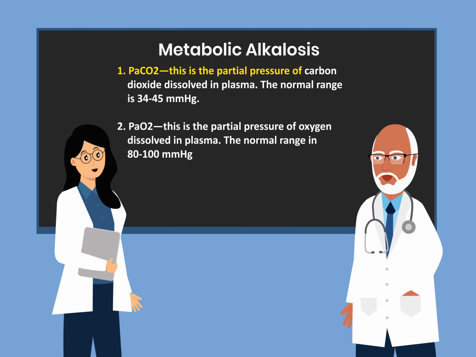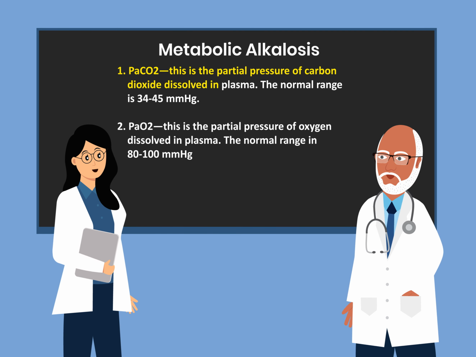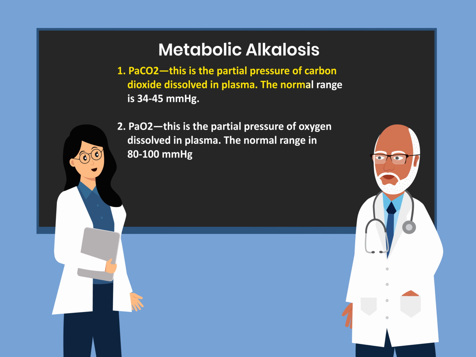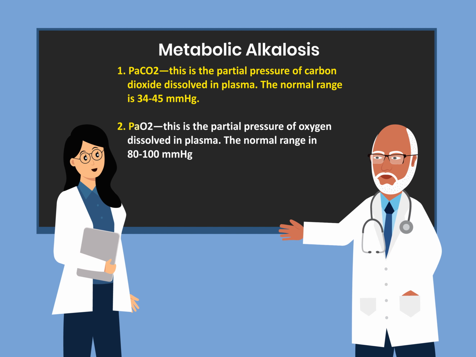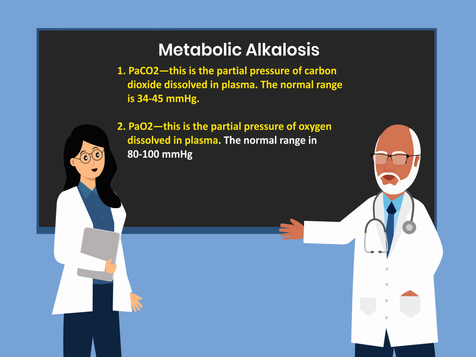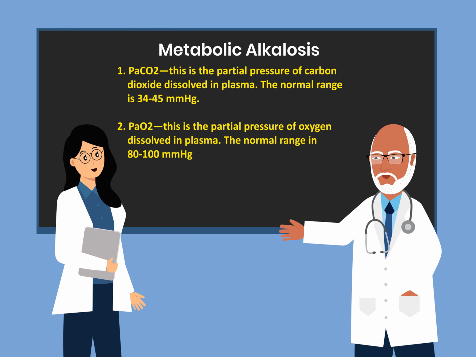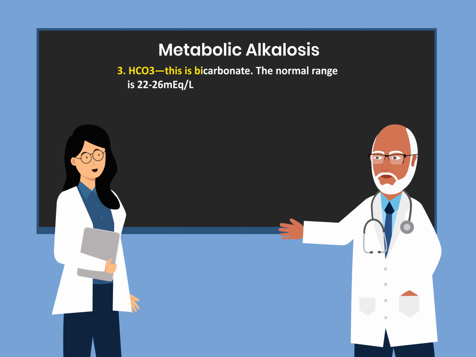PCO2. This is the partial pressure of carbon dioxide dissolved in plasma. The normal range is 34 to 45 millimeters of mercury. The PO2. This is the partial pressure of oxygen dissolved in plasma. The normal range is 80 to 100 millimeters of mercury, and the bicarb is HCO3. The normal range is 22 to 26 milliequivalent per liter.